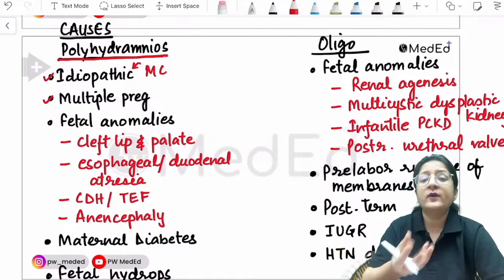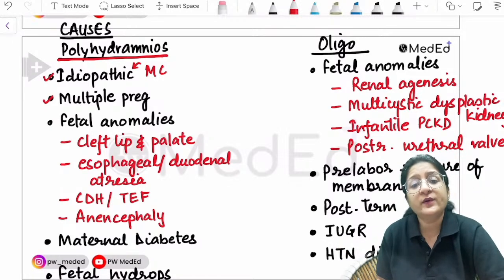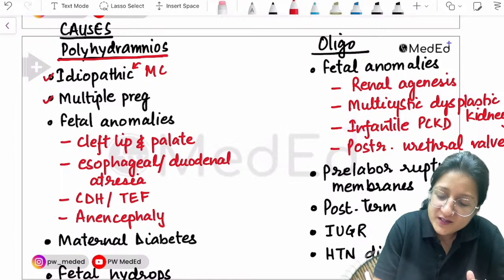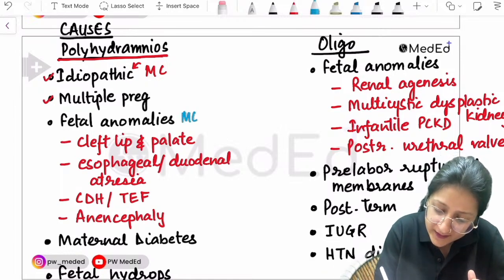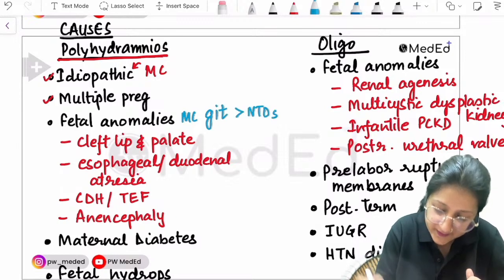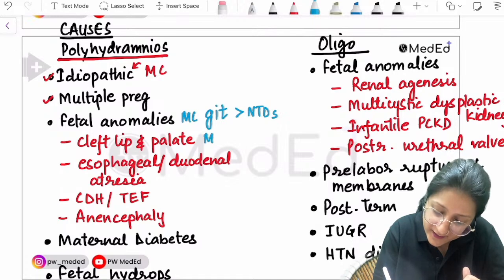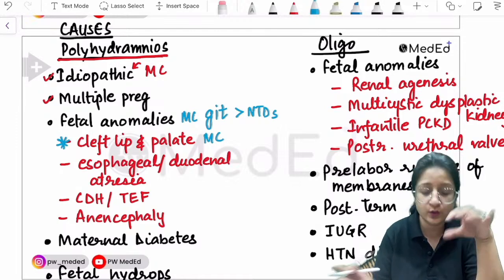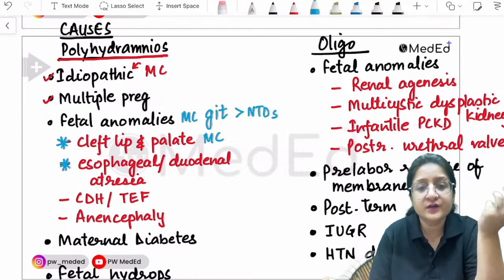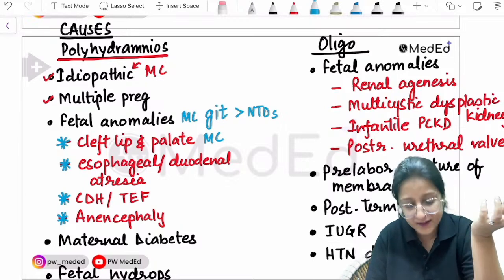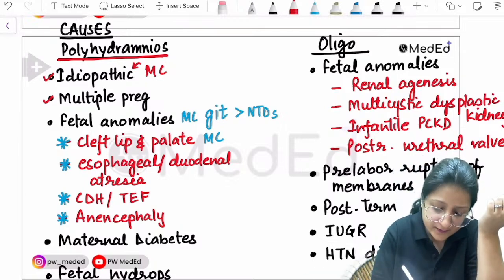Now fetal anomalies where the fetus can't swallow. So you said tracheoesophageal fistula, very good, but let's think about the common things first, right? So which fetal anomalies? Most commonly gastrointestinal tract anomalies, and then neural tube defects. Among the gastrointestinal tract anomalies, most common is cleft lip or cleft palate, because of which the fetus cannot swallow. Other anomalies like esophageal duodenal atresia, congenital diaphragmatic hernia, tracheoesophageal fistula, and neural tube defects, particularly anencephaly as well.